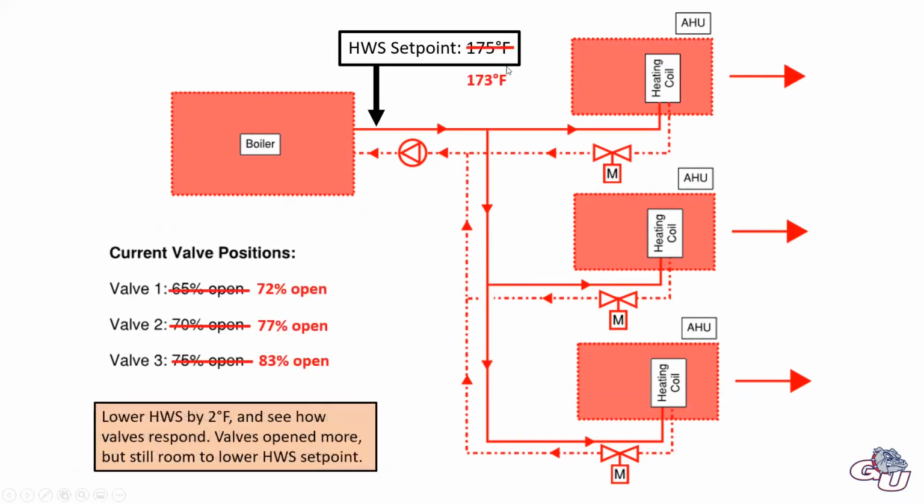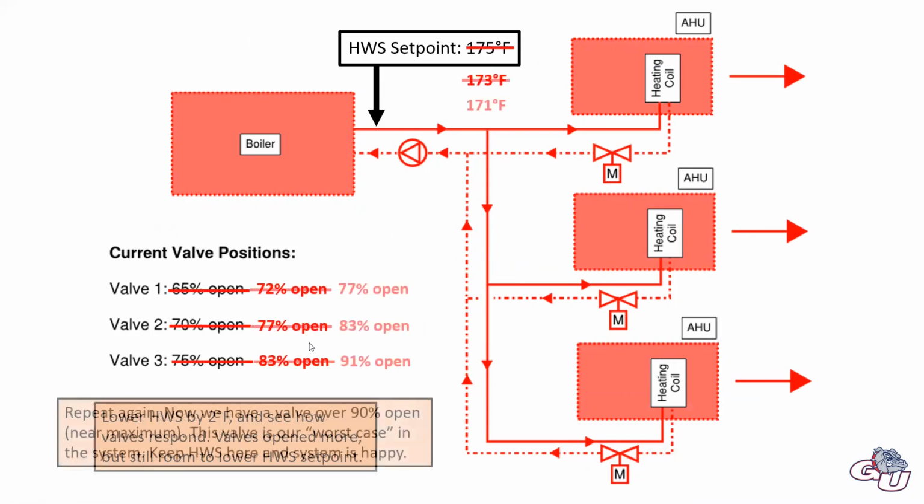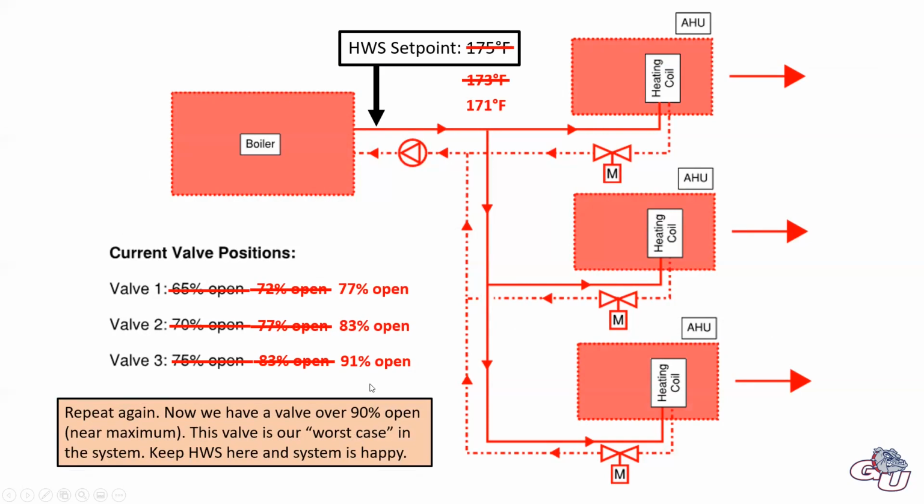So we reduce our set point to 173, which means all of these open a little bit more. There's still room there to optimize, reduce it again to 171. Now this third valve is over 90% open, so the system would probably stop right there.